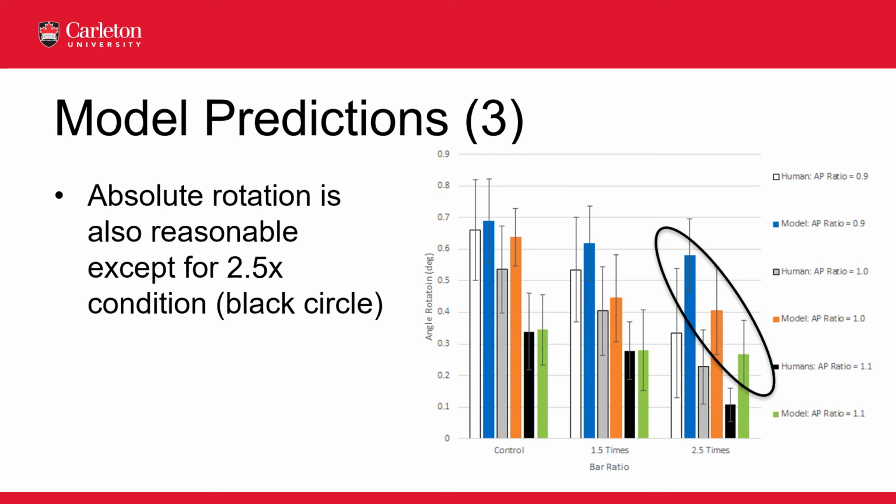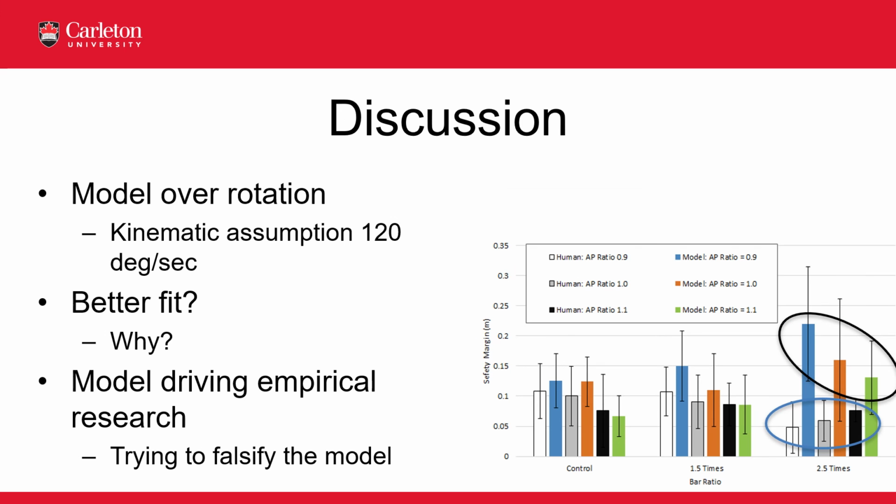Here we're looking at the absolute rotation. The pattern expected is actually exhibited by the human data in grayscale. And again, the model is in the right ballpark, except for the 2.5 times condition on the extreme right, circled in black. And once again, the model is exhibiting an extreme over rotation compared to the human data. So obviously, one of the main setbacks in the model is its over rotation, an example of which is illustrated in the figure on the right that we saw a couple slides ago.